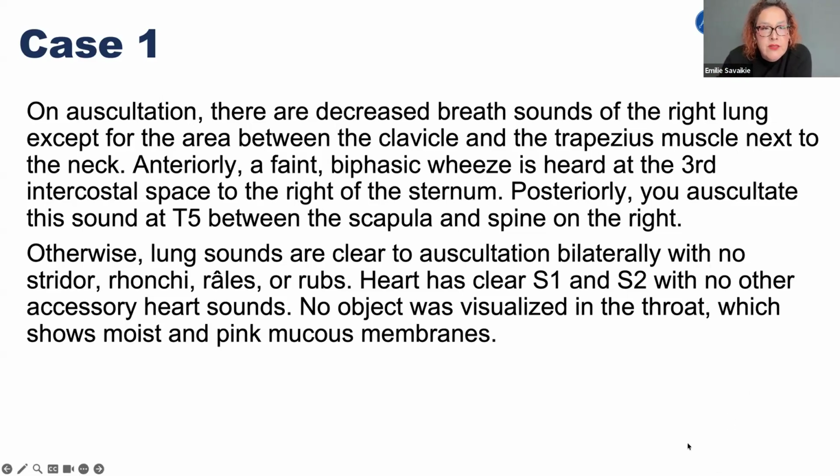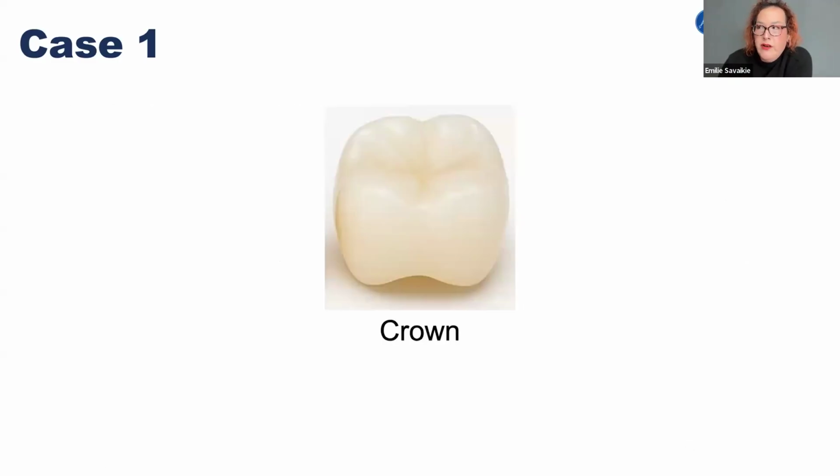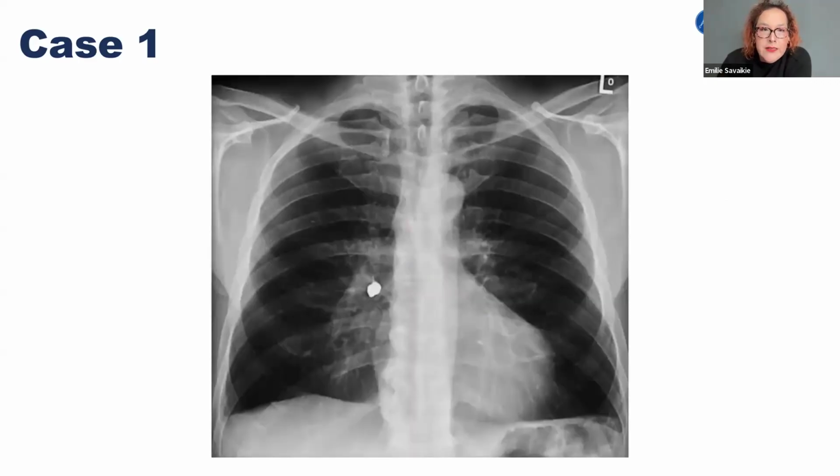Heart has clear sounds. No object was visualized in the throat, which shows moist and pink mucous membranes. And if you don't know what a crown is, that's what that looks like. And here is a chest x-ray. This thing here is not normal. And that is the location of that tracheobronchial tree. And it kind of intersects with that object there.